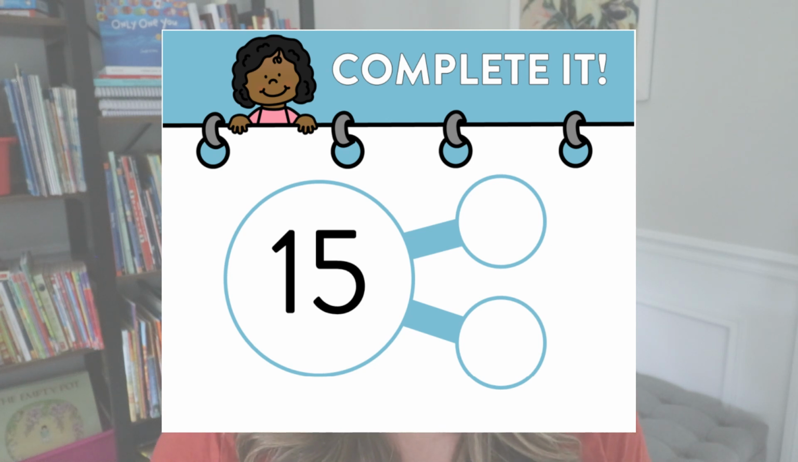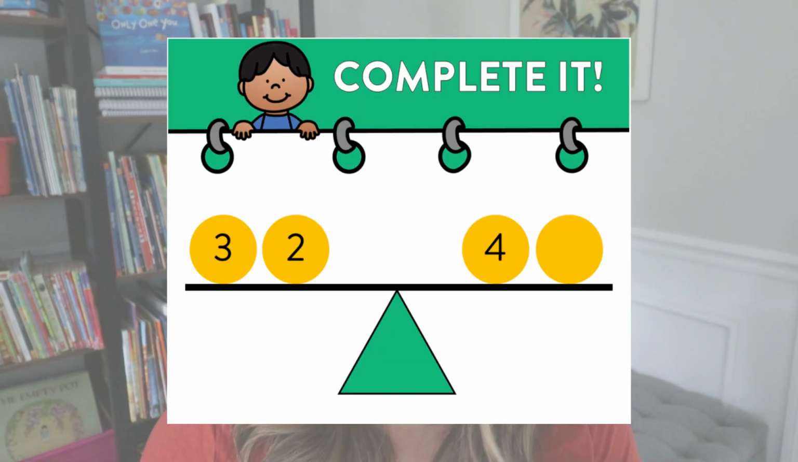So here with decomposition, we might start with a number bond. Here's the number 15, show me some ways that we can complete this. And again, there's many different ways. Students need to provide their reasoning. Then we move to something a little more difficult, like a balance where they have to complete it. And we kind of decompose already these numbers. We have 3 and 2 on one side to make 5, and then we have 4 and blank. What could go there? How did you figure that out? Students need to explain it.